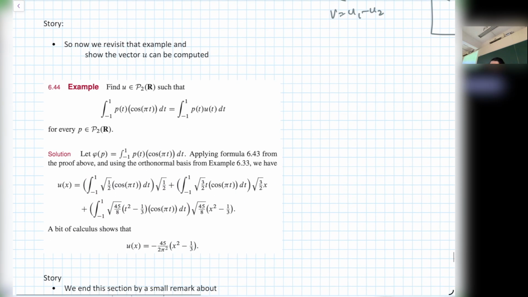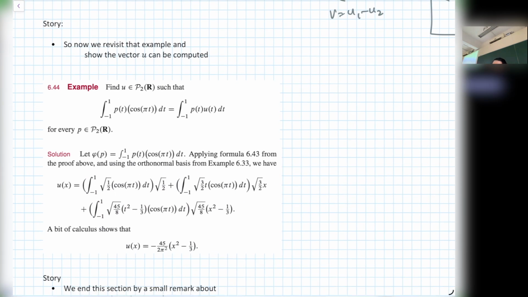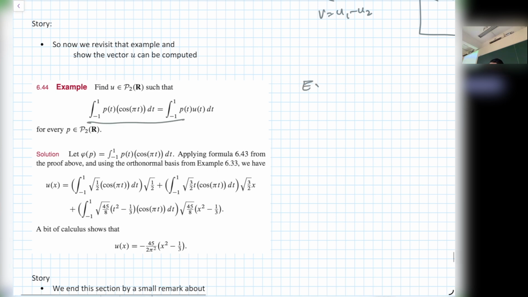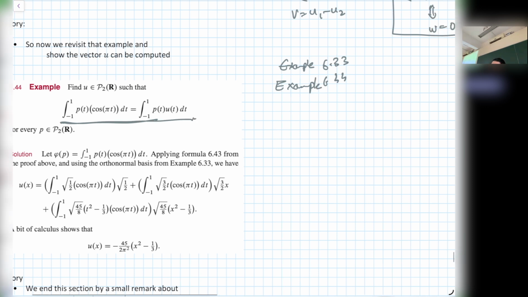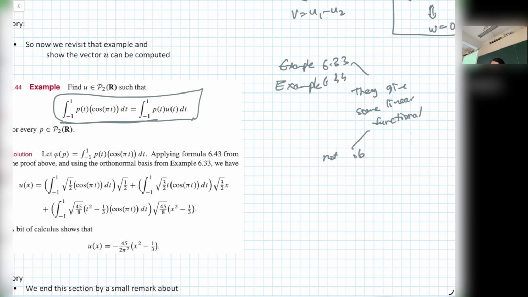Nice. All right. So now there is this very nice example in the text. Let me tell you the purpose of this example. Example 6.44 and example 6.33. What they're doing is they're giving you some kind of an inner product, some kind of a linear function, for which it's not obvious at all what u should be. That is the whole purpose of the example.